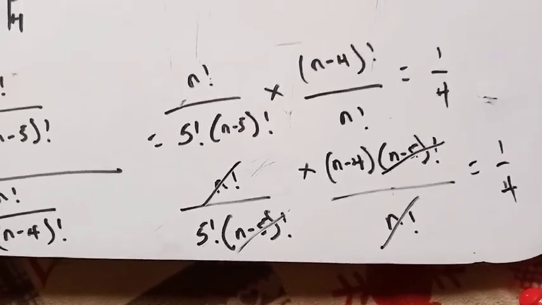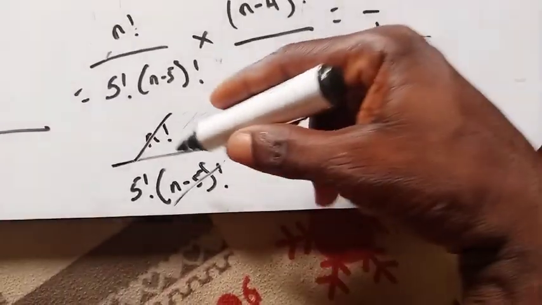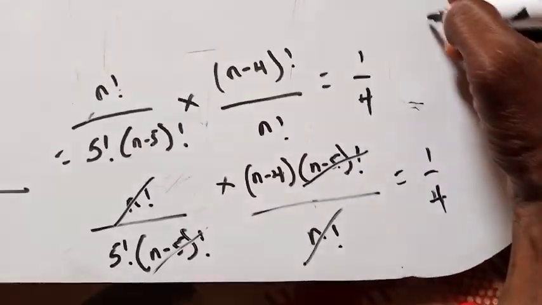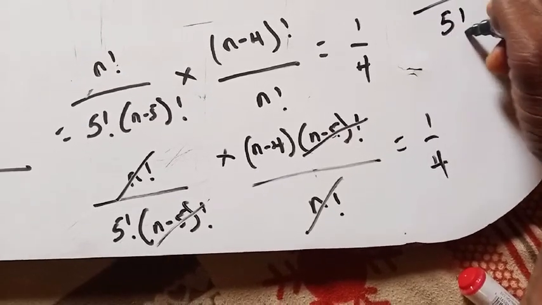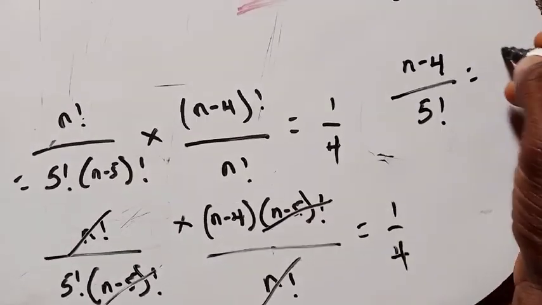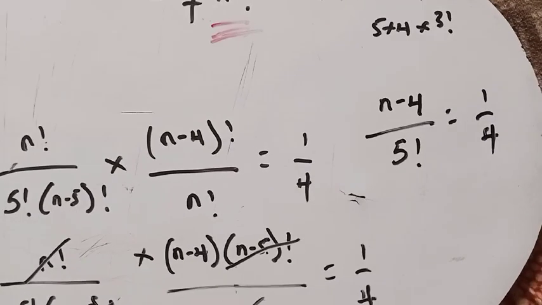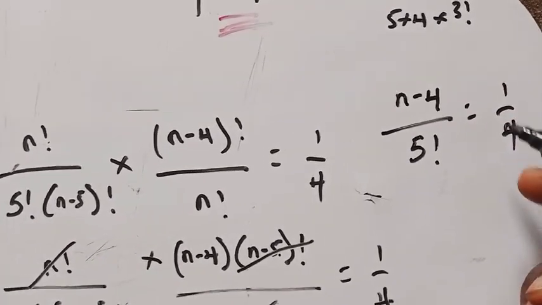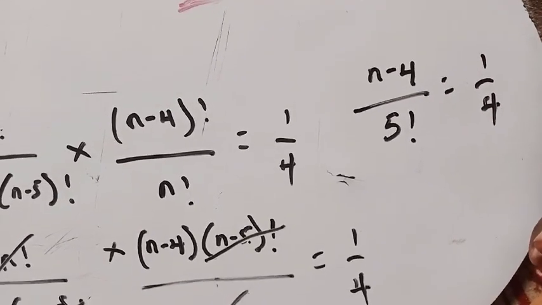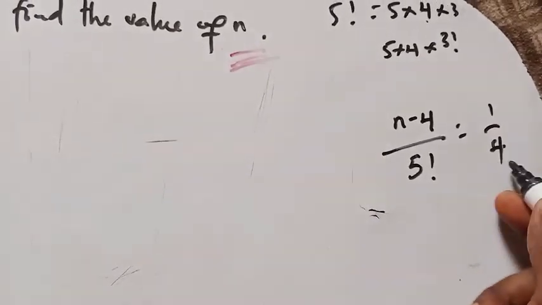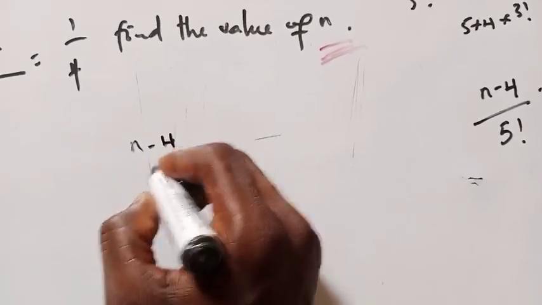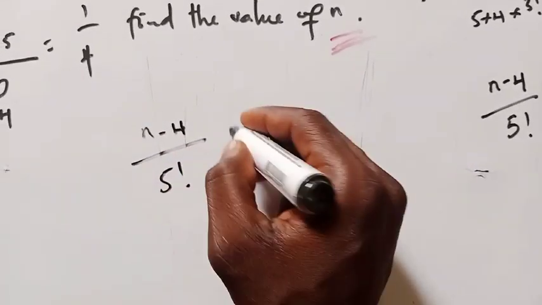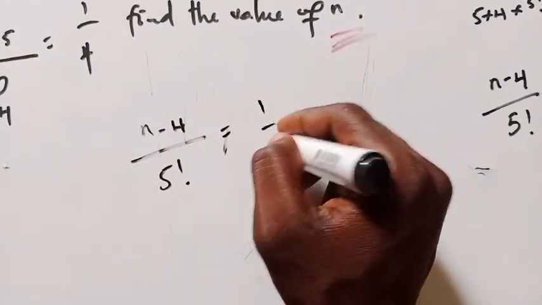So what remains is the most important. What remains here is n minus 4 everything on 5 factorial, and that is going to be 1 on 4. Now that we have only one n here, we can easily solve that. From this part of the question, we can easily say n minus 4 everything divided by 5 factorial is equal to 1 on 4.